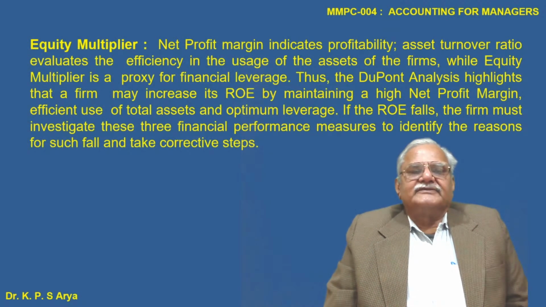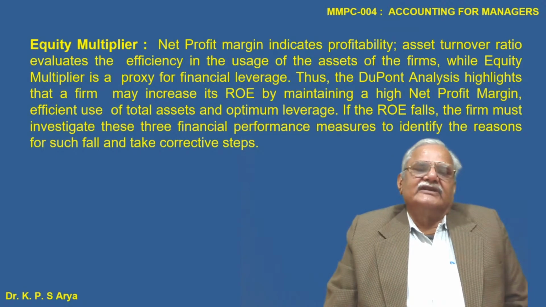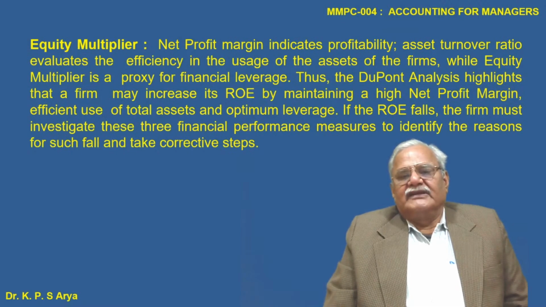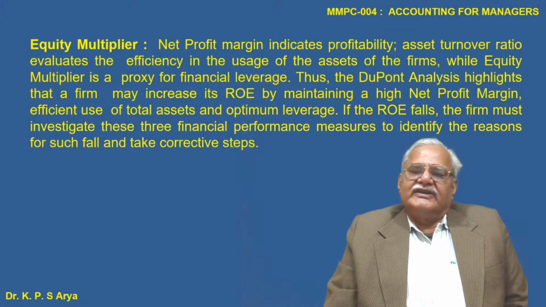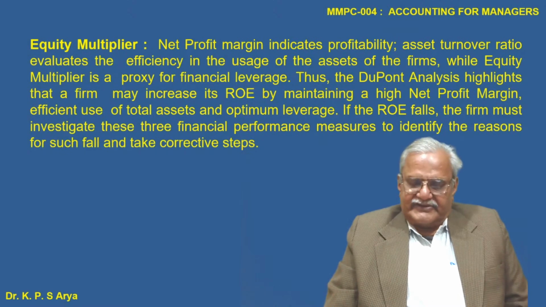Net profit margin indicates profitability, asset turnover ratio evaluates the efficiency in the usage of the assets of the firm, while the equity multiplier is a proxy of the financial leverage. Thus, the DuPont analysis highlights that a firm may increase its return on equity by maintaining a high net profit margin, efficient use of total assets, and optimum leverage. If the return on equity falls, the firm must investigate these three financial performance measures to identify the reasons for such a fall and take corrective steps.